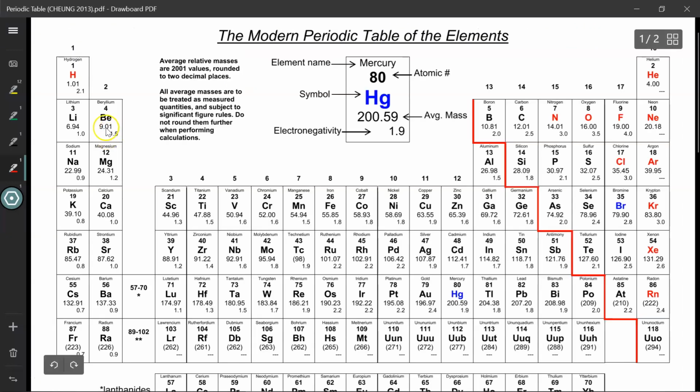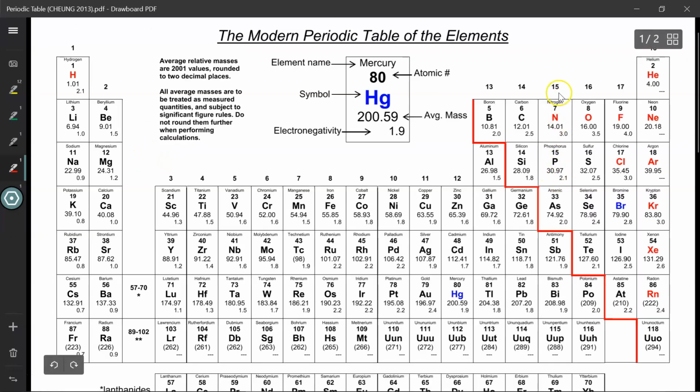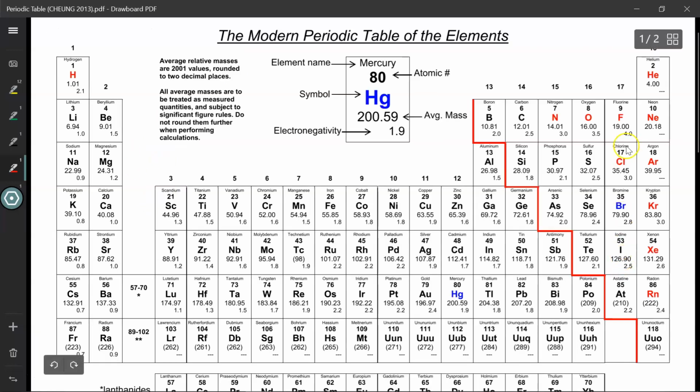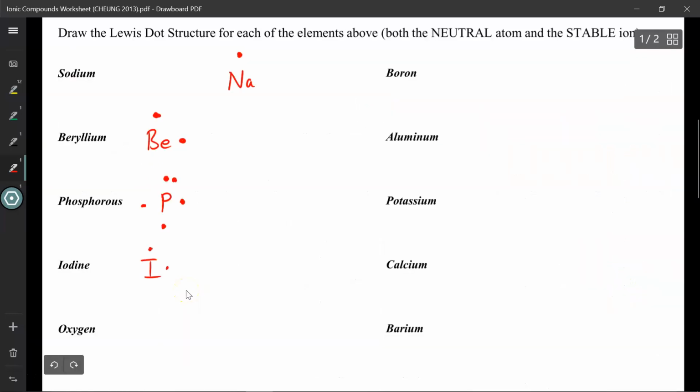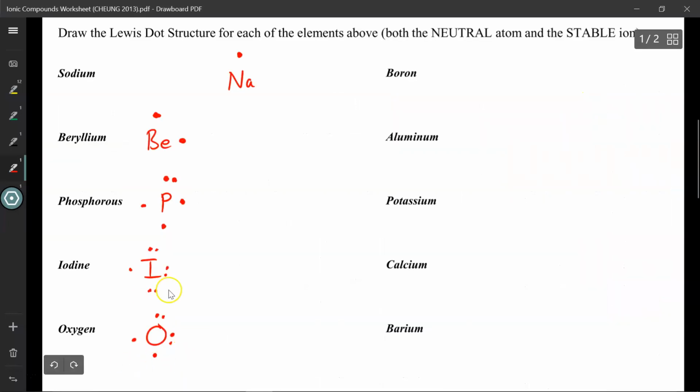Alright, beryllium is in group 2, so we draw 2 valence electrons around its chemical symbol. Phosphorus is in group 15 or 5A, so it has 5 valence electrons. Just like in the Bohr-Rutherford diagrams, I want you to draw them in the north, east, south, and west locations, and then start doubling them up if we need to. So there's our 5 electrons. Iodine is in group 17 or 7A, so it has 7 valence electrons. So 1, 2, 3, 4, 5, 6, and 7. Oxygen is in group 16 or 6A, and that is what its Lewis diagram would look like. And these are the remaining answers.